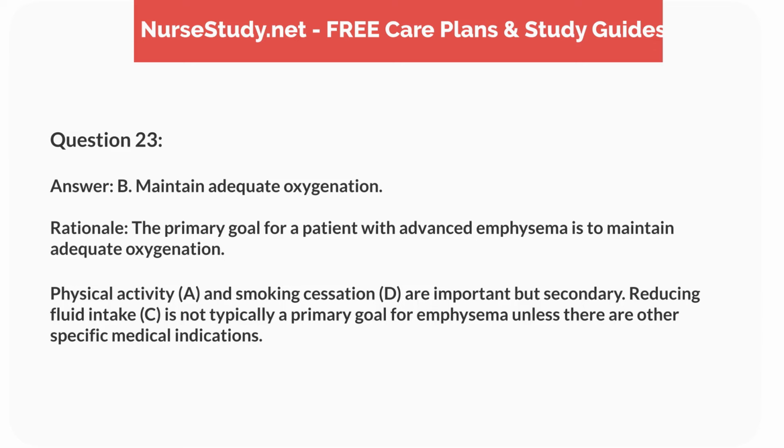Answer: B. Maintain adequate oxygenation. Rationale: the primary goal for a patient with advanced emphysema is to maintain adequate oxygenation. Physical activity, A, and smoking cessation, D, are important but secondary. Reducing fluid intake, C, is not typically a primary goal for emphysema unless there are other specific medical indications.